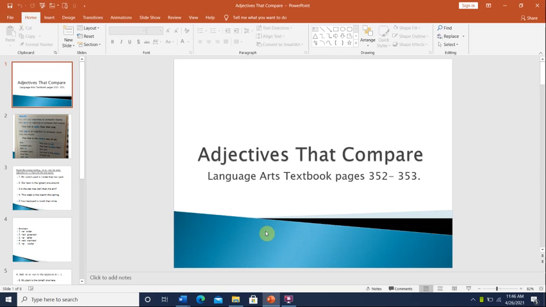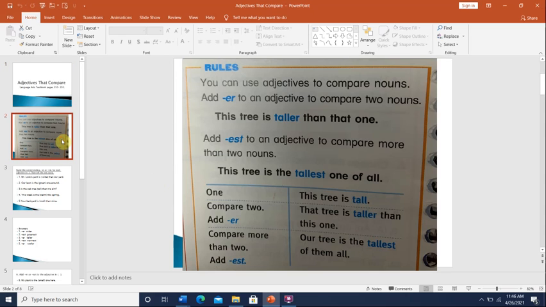Adjectives that compare. Last week we talked about adjectives, and what are adjectives? We said that adjectives are words that are used to tell or describe a noun. We took many types of adjectives, such as adjectives that tell how many. We also said adjectives can be a color, or a word that describes how something feels or tastes or smells. We used many adjectives last week, and today we will be using adjectives that compare.